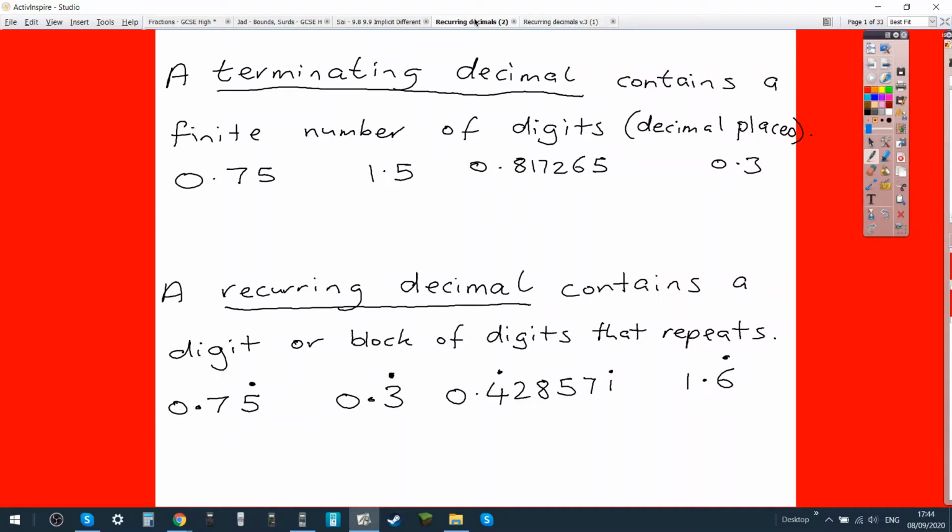32 pages. This one 33 pages. I think they're the same thing. Let's take a look. A terminating decimal contains a finite number of digits, decimal places. So 0.75, 1.5, that type of thing. A recurring decimal contains a digit or block of digits that repeats. So it goes on forever.